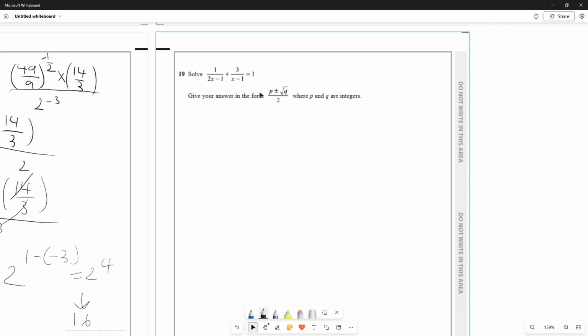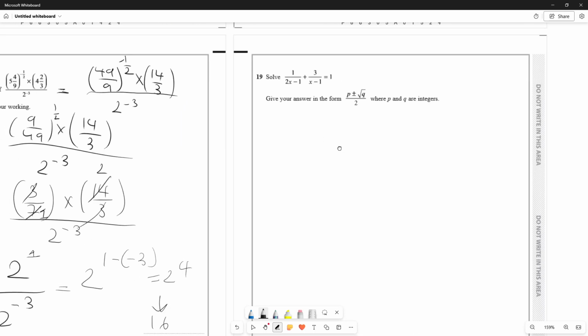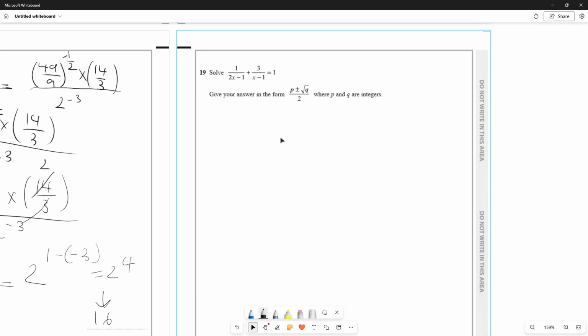Anyways, question 19, solve this question. This is definitely higher tier now. This is just long, okay? This is not necessarily difficult. It is just long, and you can get caught out if you make the wrong move.